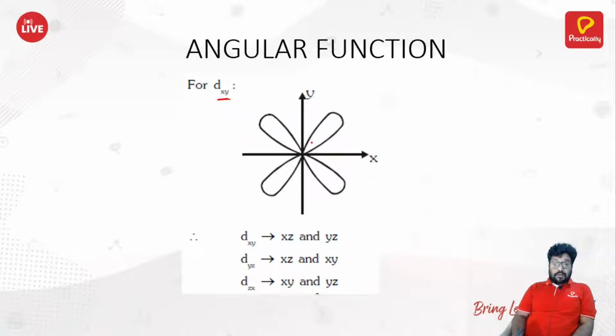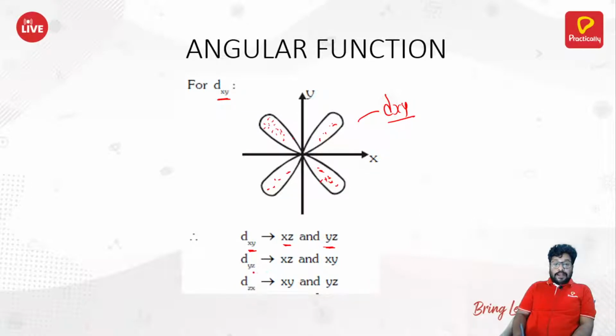But for your d orbital, dxy means electron density is present between the x and y axis. Whenever I say dyz, electron density is between the y and z axis. Whenever I say dxz, that means electron density is present between the x and z axis, and so on. So here electron density is present. If I take dxy, this is your dxy. Then your nodal planes will be xz and yz.